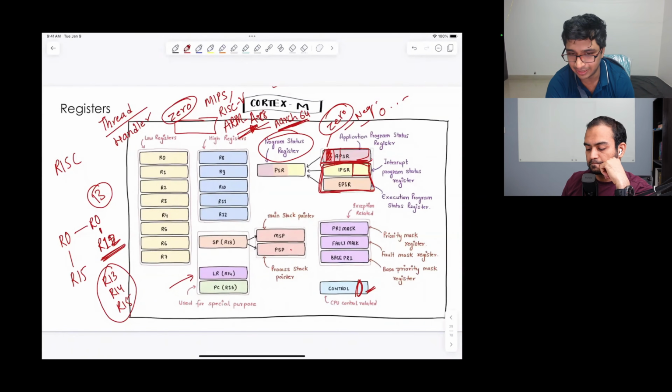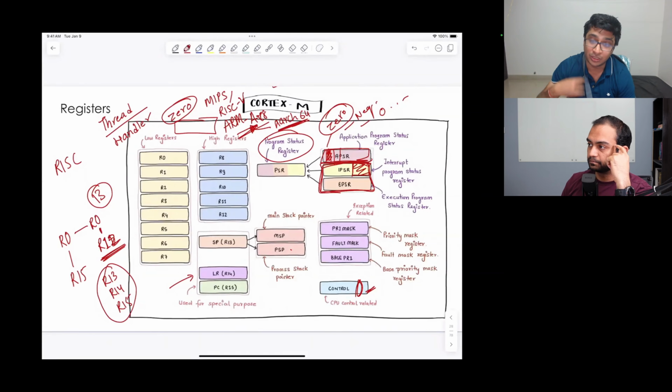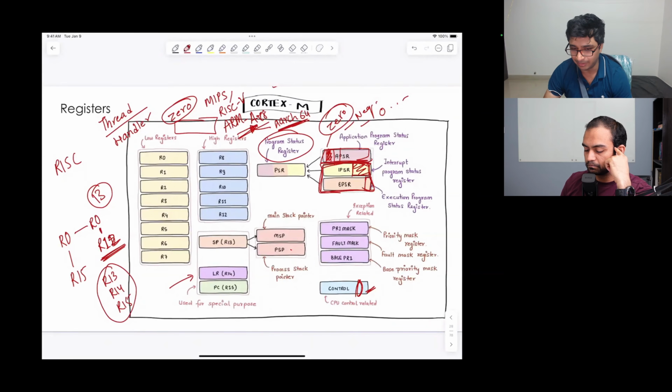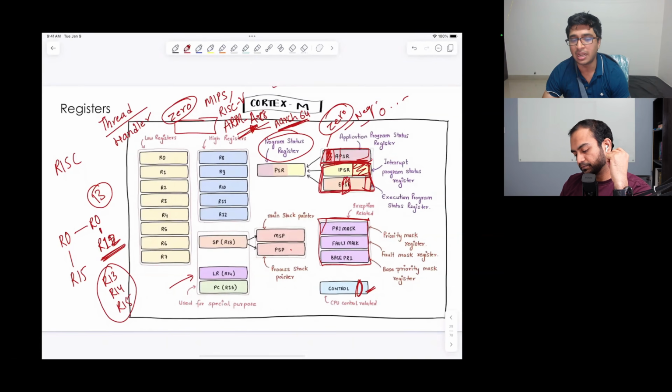What instructions can interrupt me, what instructions cannot interrupt me, what should be the base priority, whether the Cortex-M CPU wants to get interrupted or not. That is what we call the prime mask, fault mask, and base priority. Using this, you can control the complete interrupt behavior on the Cortex-M devices.